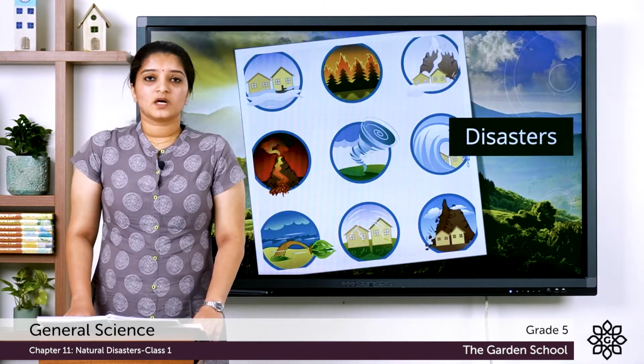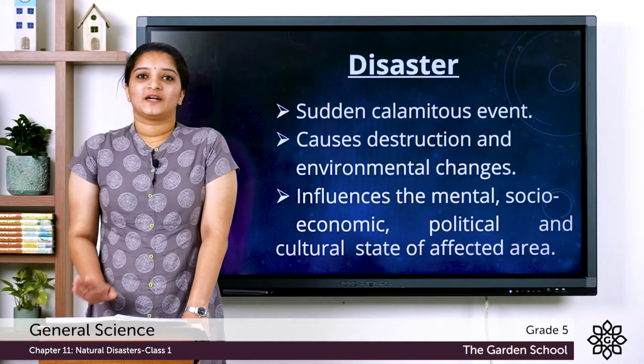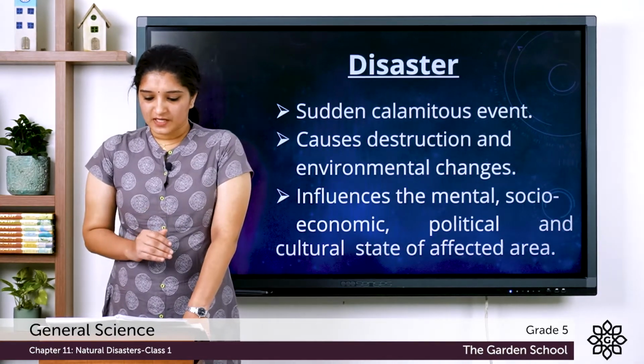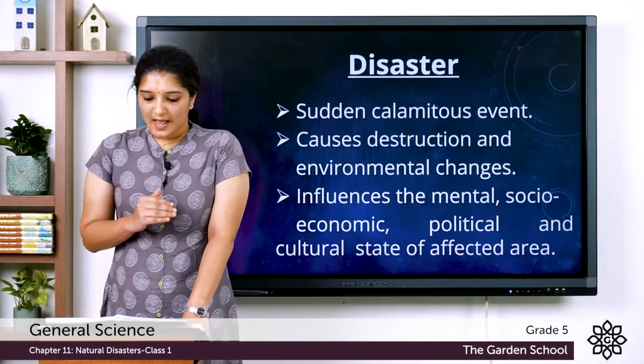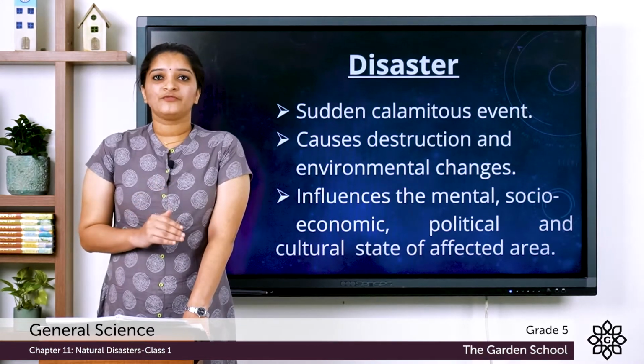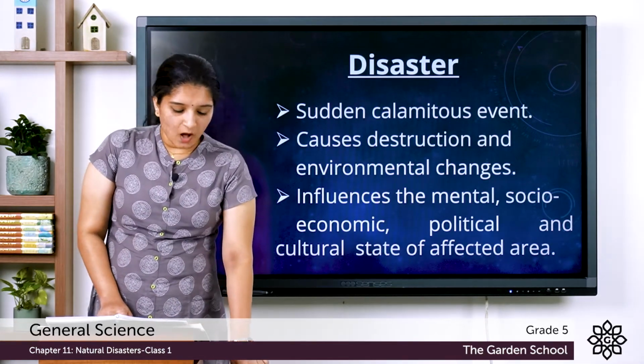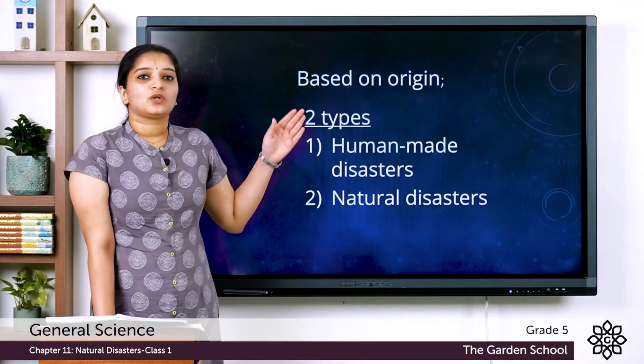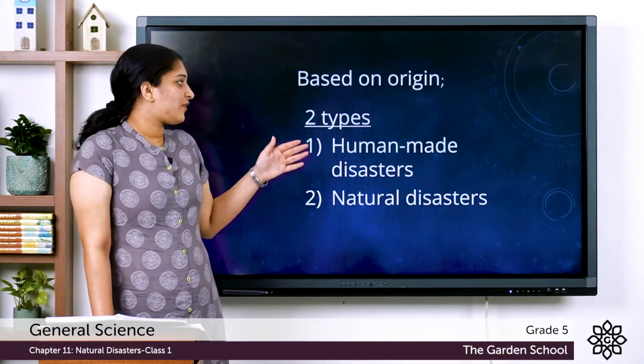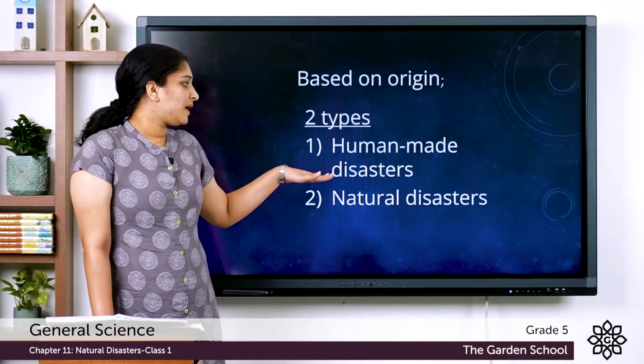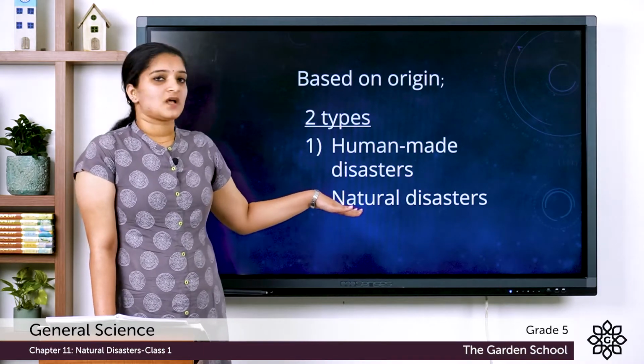First, let's see what a disaster is. A disaster is a sudden calamitous event bringing great damage and loss to both life and property. Now, let's see how they are classified. Based on the origin of the disaster, they are classified into 2 types. They are human-made disasters and natural disasters.